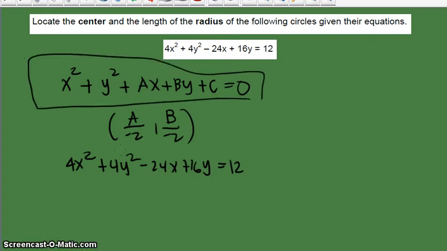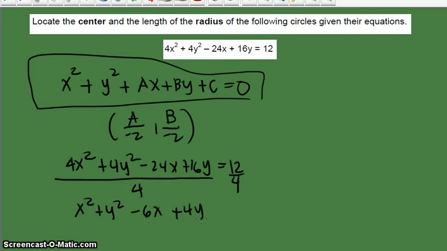Now this should not be difficult, because as you can see, all we have to do here is to divide both sides by 4. So we have x squared plus y squared minus 6x plus 4y is equal to 3. And since this is equal to 0, we have to make this equal to 0 on the right side, so that will be x squared plus y squared minus 6x plus 4y minus 3 is equal to 0. And from here, we can already apply the formula a over negative 2 and b over negative 2.